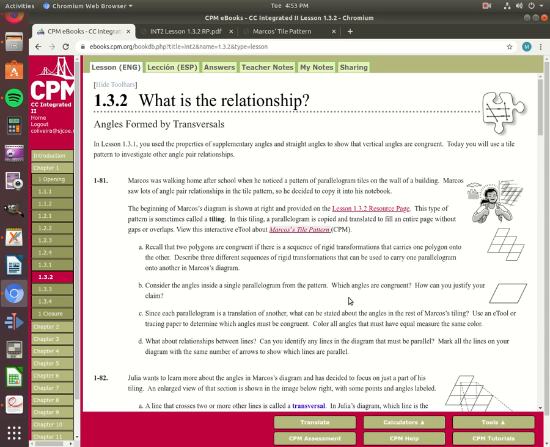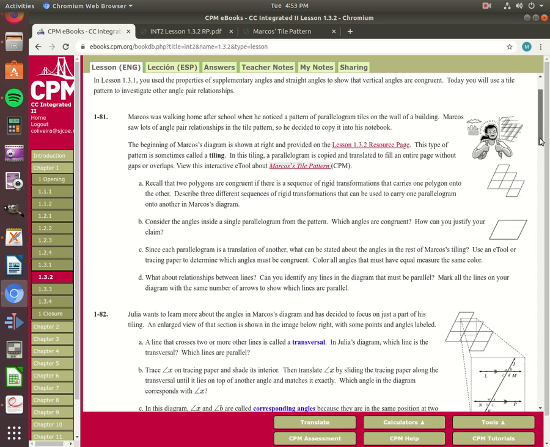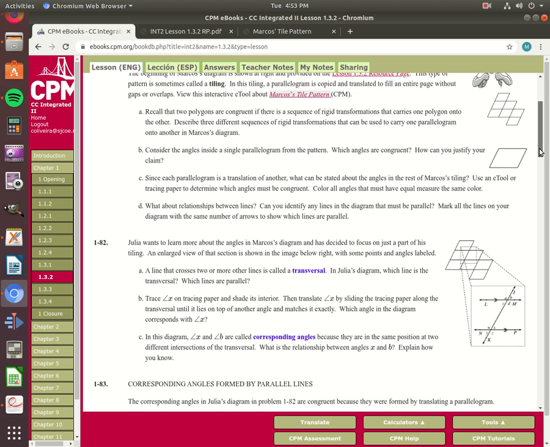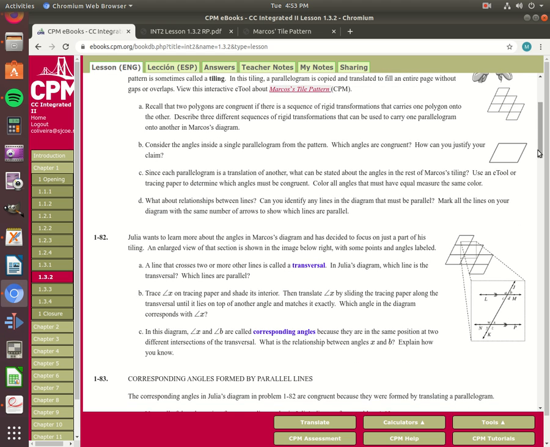Alrighty. So since each parallelogram is a translation of another, what can be stated about the angles in the rest of Marcos's tiling? I think we jumped ahead. Using an e-tool or tracing paper to determine which angles must be congruent. Again, we already did that. Color all angles that must be equal measures the same color. We already did that. We used the orange and the green.